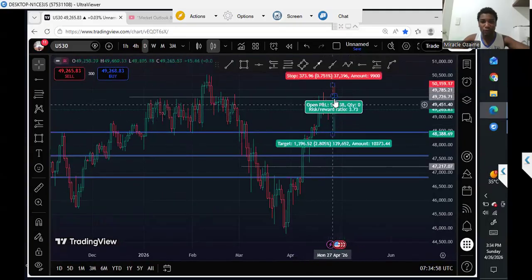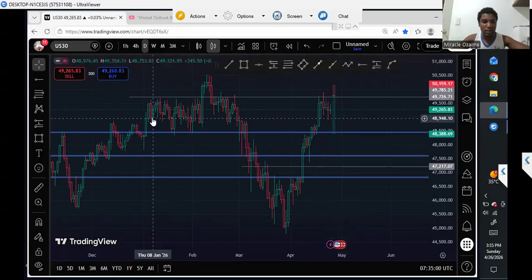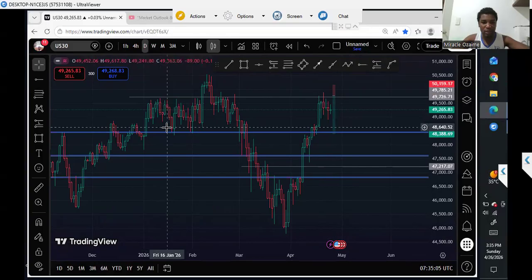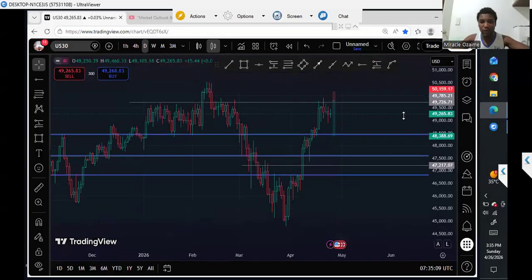However, if we have a push towards the upside just like this, we have a correction around this area, we have a push for a double top, then the market corrects backwards again. This is tricky. You will have to be very careful.